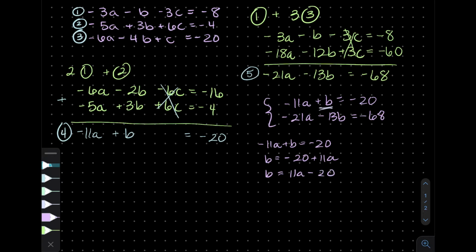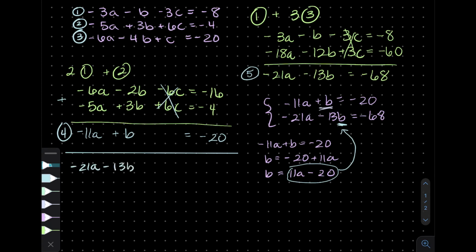Okay, now I can use substitution, right? There's a b in this equation, so I can take what I know that b is equal to and plug it into the other equation, and then I'll have one equation and one unknown. So I'm going to do that right here. We're going to do negative 21a minus 13. We're not going to put a b there. Instead of b, because we know b is equal to this, we're going to plug in 11a minus 20 equals negative 68. And then this I can just algebraically solve.